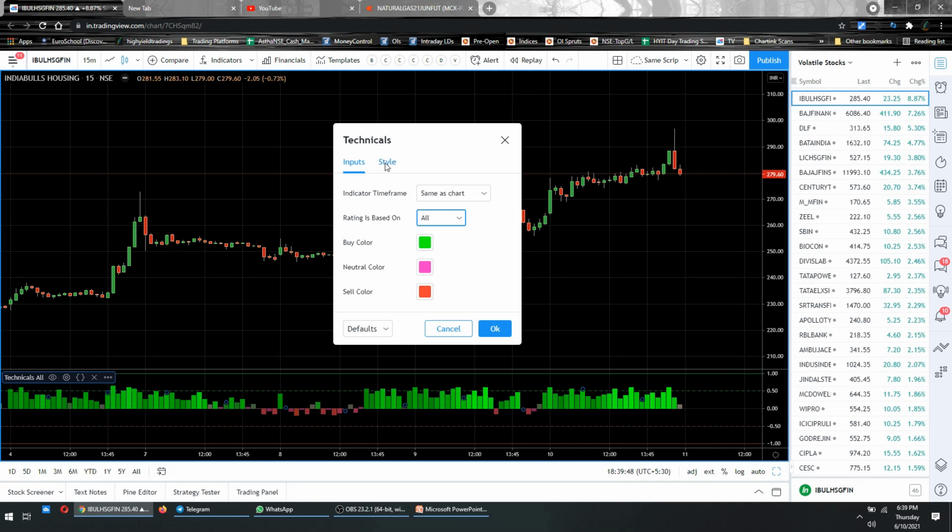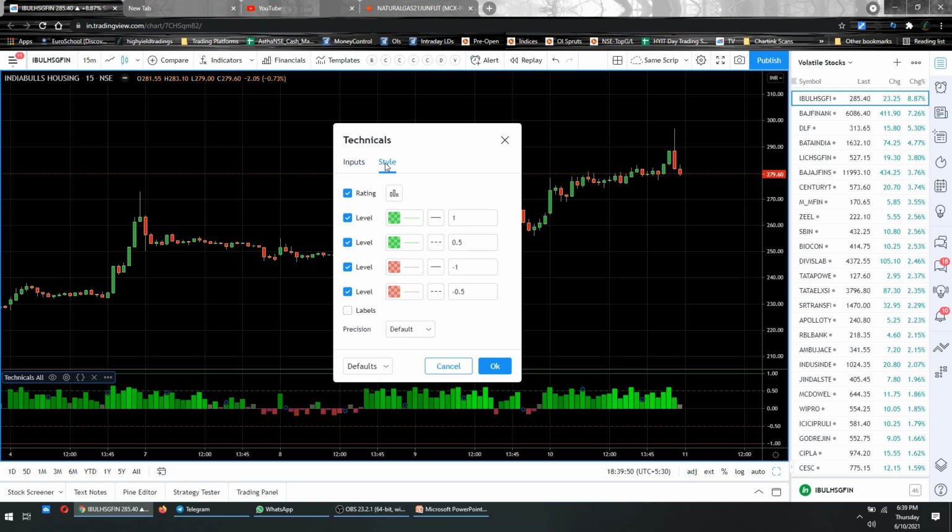Now getting on to the style. Again here, no changes at all, just let it be. The only change which I have done is I have unchecked labels. If you click on labels, you will see some output here. What it is writing here is that according to the MAs, that is the moving averages, we have a buy signal. According to the oscillators, we have a sell signal. And if you mix all the indicators and oscillators, we have a buy signal.